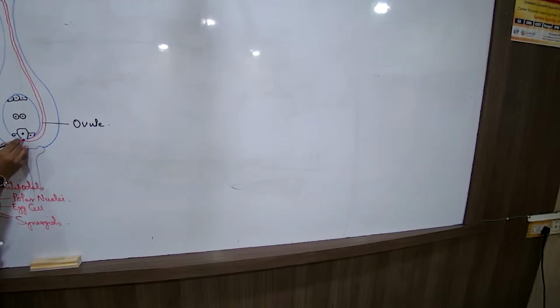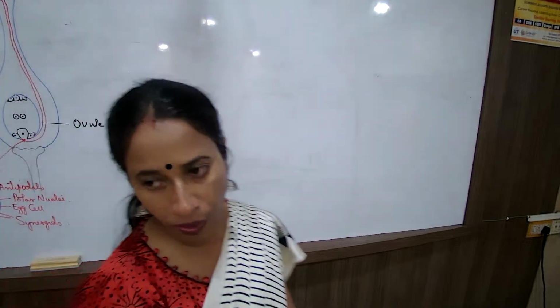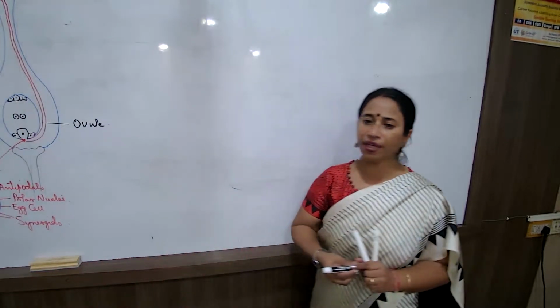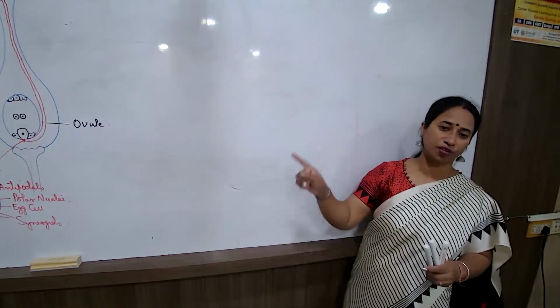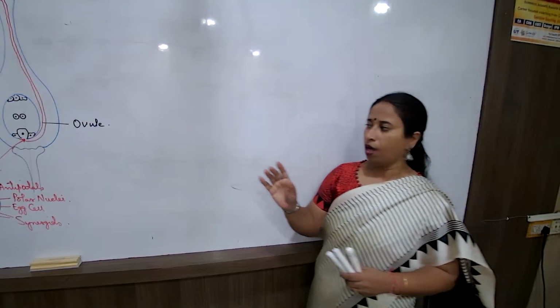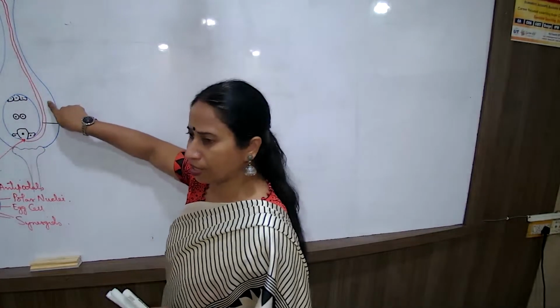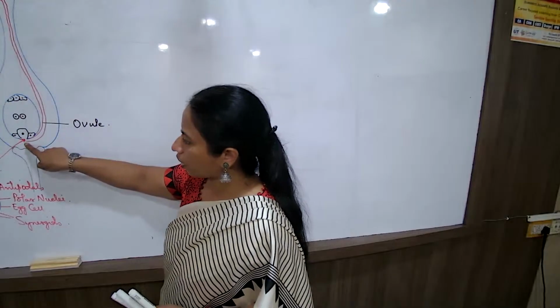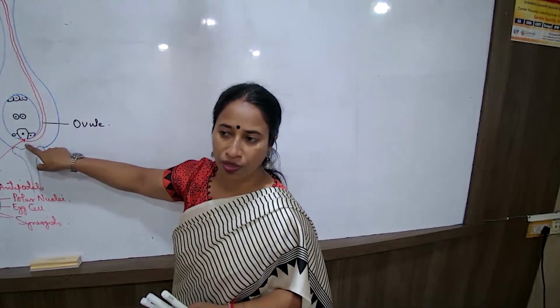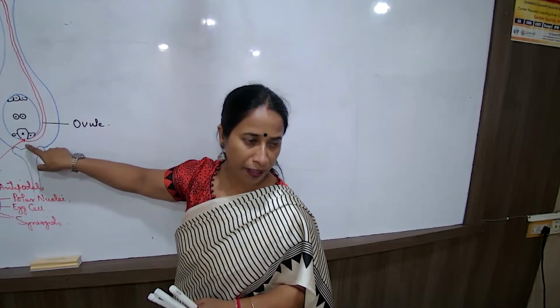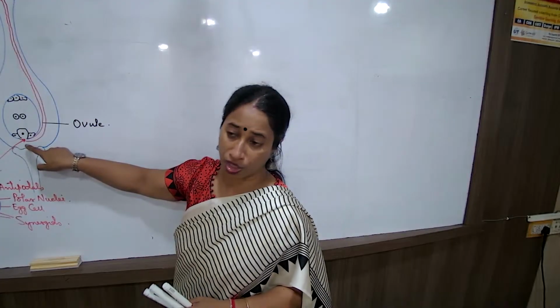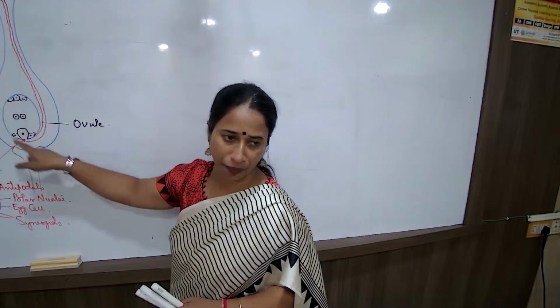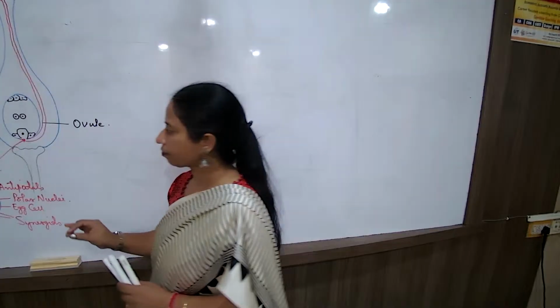What is this opening known as? This particular opening is known as the micropyle. Take a note of this word. What is micropyle? A small opening at the base of the ovule for the entry of the male gamete. So this pollen tube will always go and join the base of the ovule by a small opening. What is that opening? The micropyle. What is the function? Entry of the male gamete one after the other into the ovule.